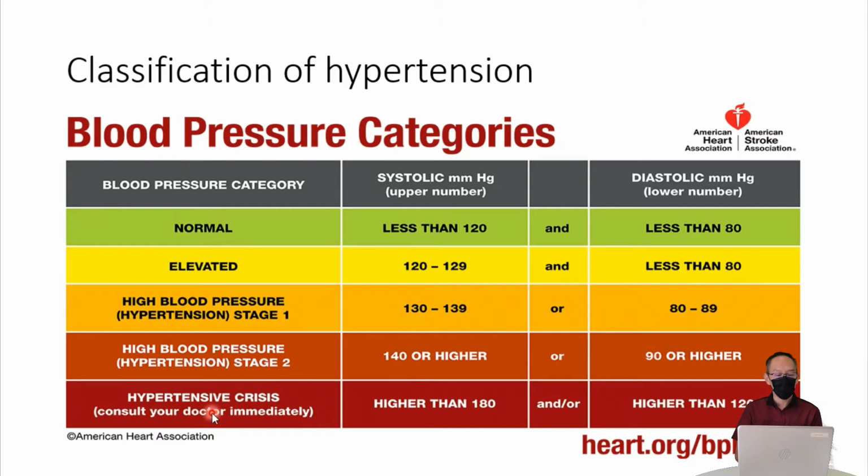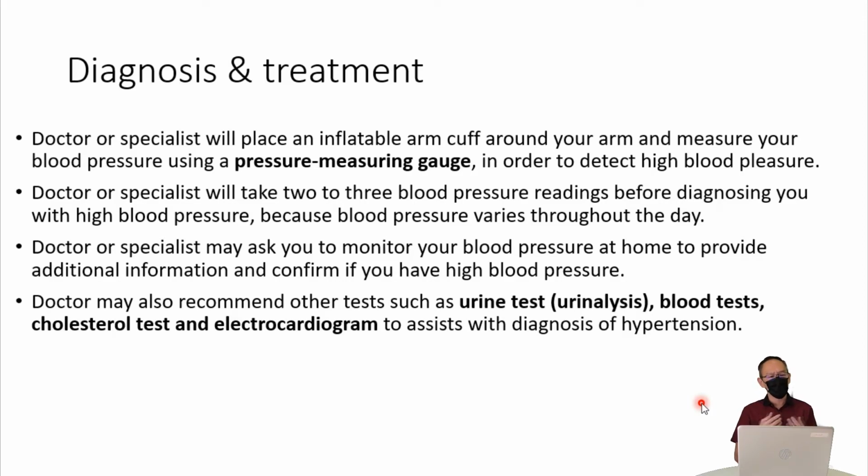Hypertensive crisis is an emergency that the doctor needs to act on immediately: higher than 180 systolic or higher than 120 diastolic blood pressure. How to diagnose it and how to treat it. So we usually use a blood pressure machine. Nowadays, we tend to see the electronic digital one. But if you go to the clinic, they still use the sphygmomanometer, where the doctor puts a cuff around the arm, uses the pressure gauge, pumps it, and reads from the mercury.